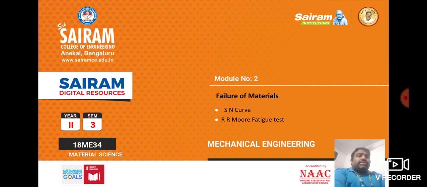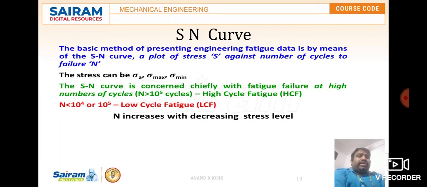Now we are going to discuss failure of materials, and a very important concept in that is the S-N curve and the R.R. Moore fatigue test. First, we will discuss the S-N curve. Why is this very important? This is the basic method of presenting engineering fatigue data by means of the S-N curve, a plot of stress S against the number of cycles to failure, N.